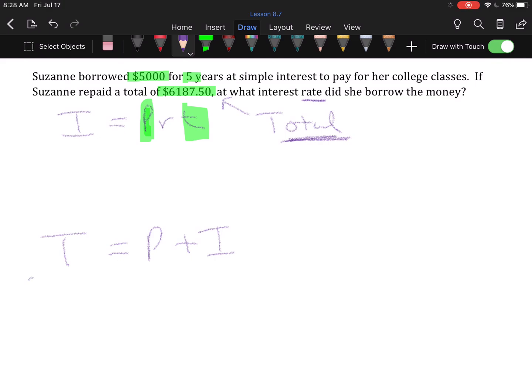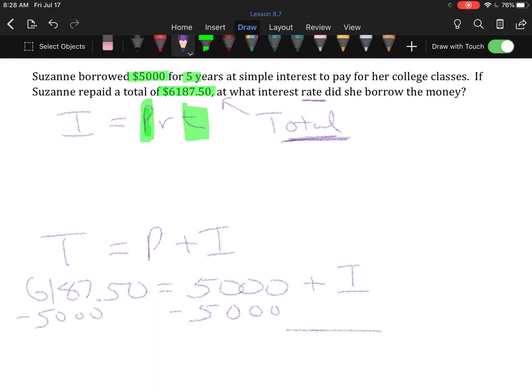The total amount she repaid was $6,187.50. We know she borrowed $5,000. What we don't know is what the interest was. Well, this is a one-step equation. If we subtract 5,000 from each side, we can figure out the interest. The interest is $1,187.50.